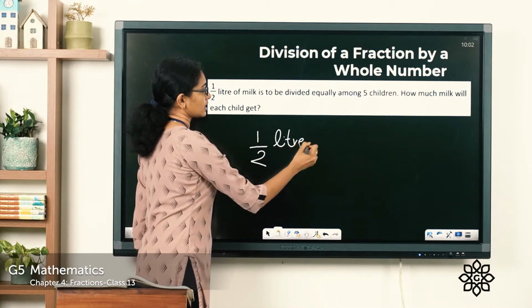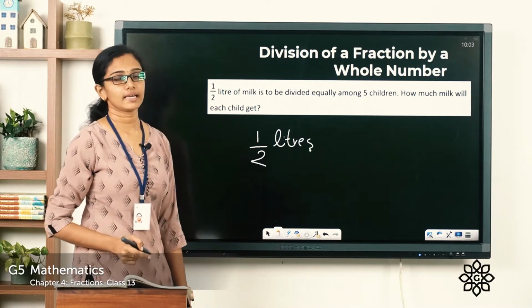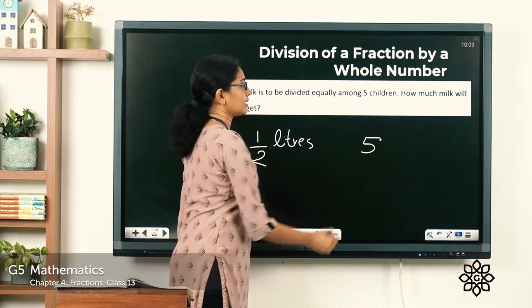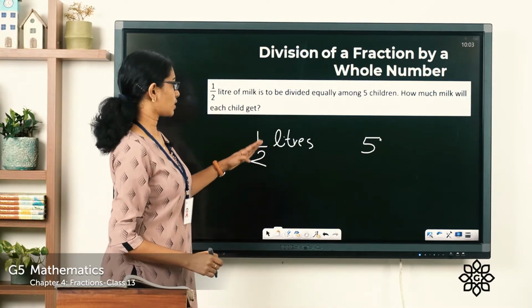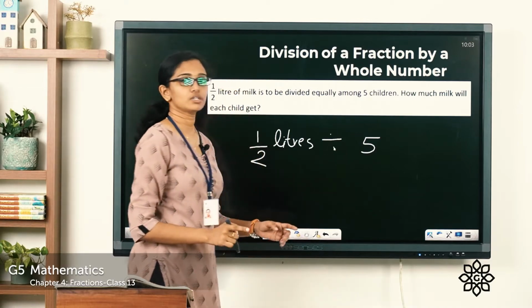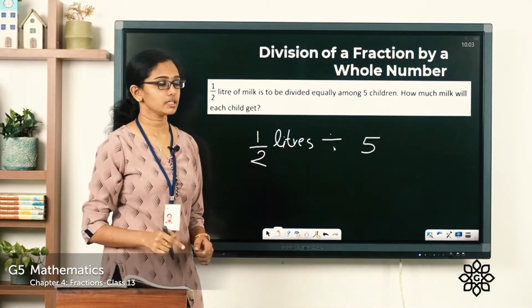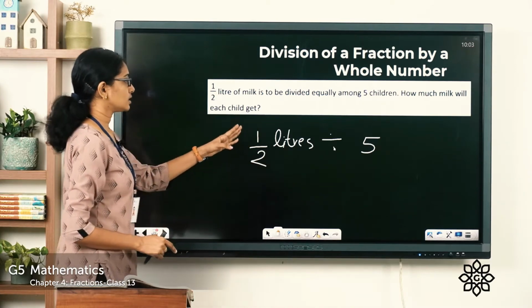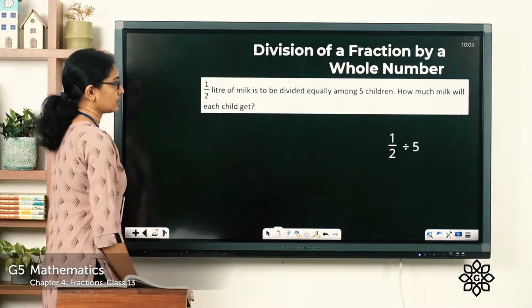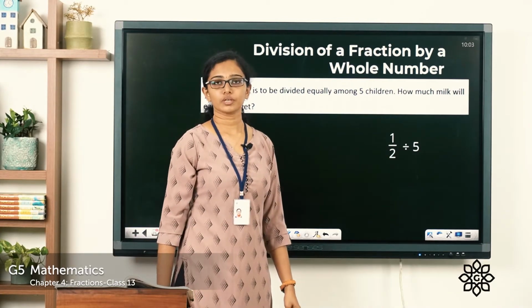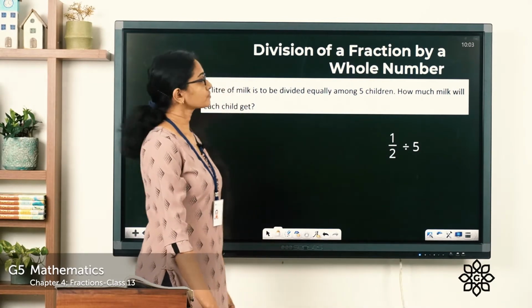And it has to be divided equally among how many children? It has to be divided equally among 5 children. So this 1 by 2 has to be divided into 5 equal portions, right? So it is 1 by 2 divided by 5. And see, you have a fraction divided by a whole number. Now how will you proceed with the division?